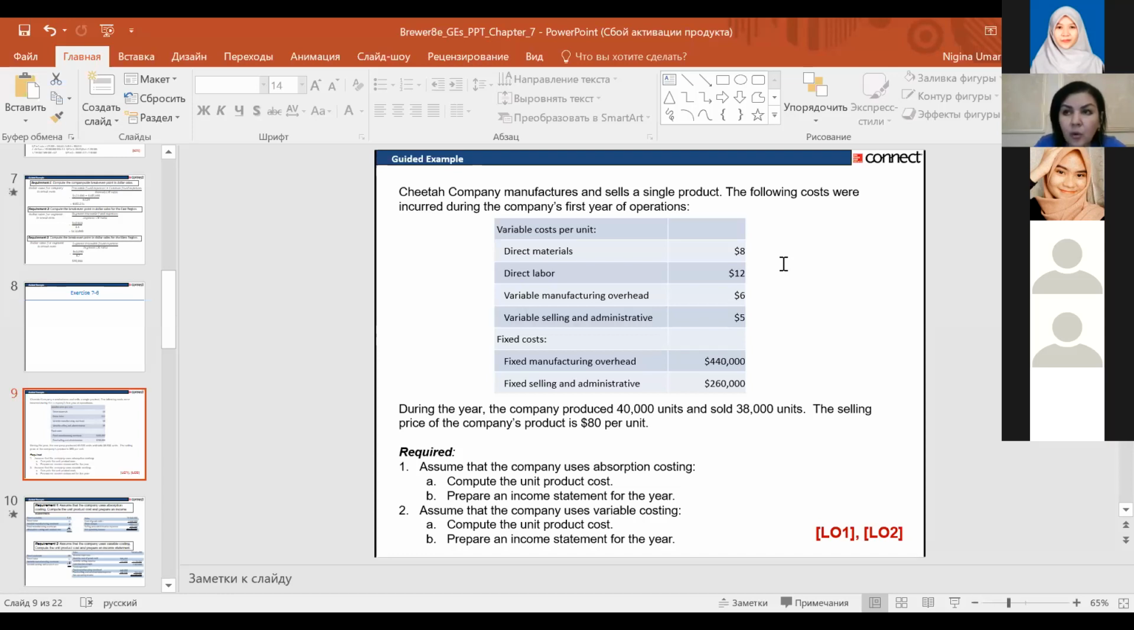Now, cost of goods sold. How do I know cost of goods sold? The second line, cost of goods sold. How should I calculate it?